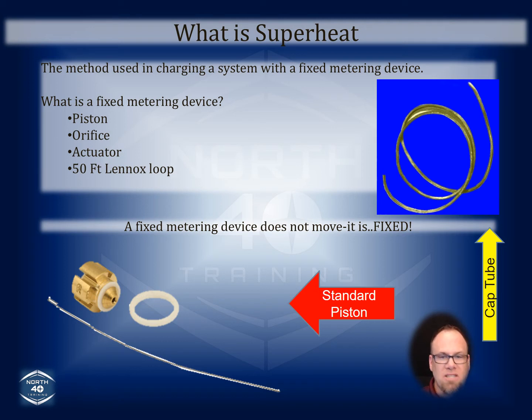So a fixed metering device example would be a piston, an actuator, an orifice, a metering loop. I know one of the brands used to have a 50-foot metering loop in line with that, which works fine. Could be cap tubes that we're talking about here. So superheat is a term that we use when we're checking the charge on a fixed metering device, right? So superheat is used for checking charge on a fixed metering device.